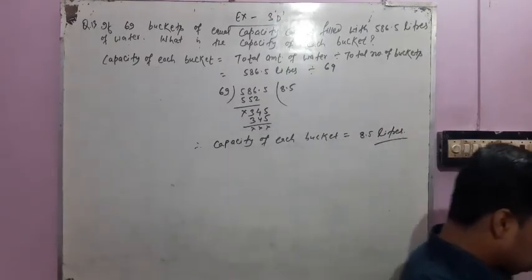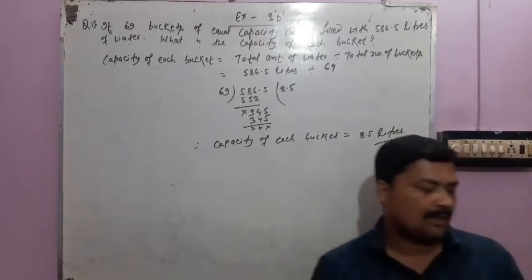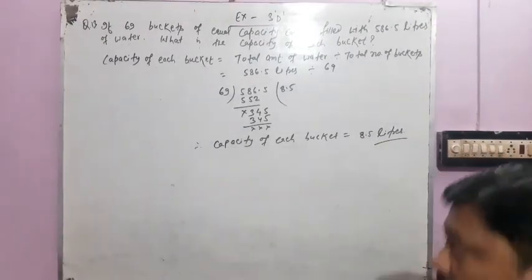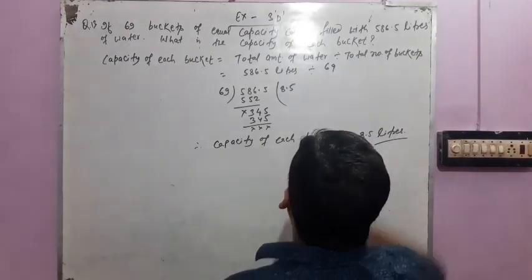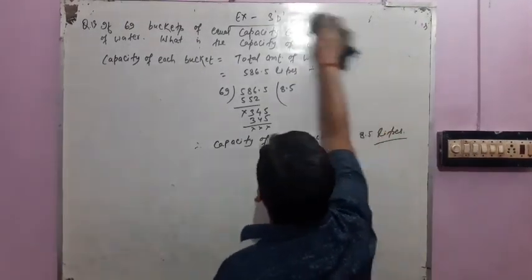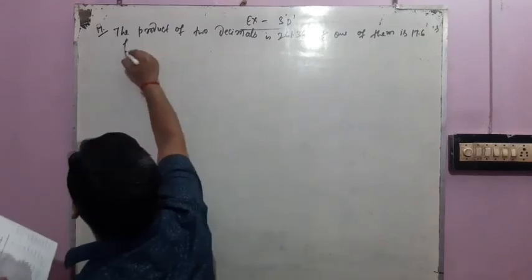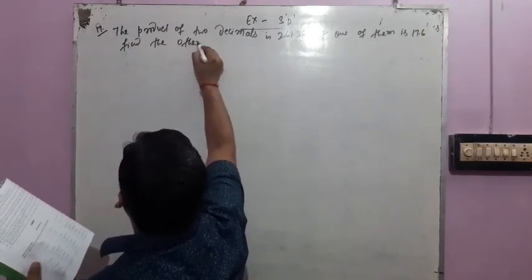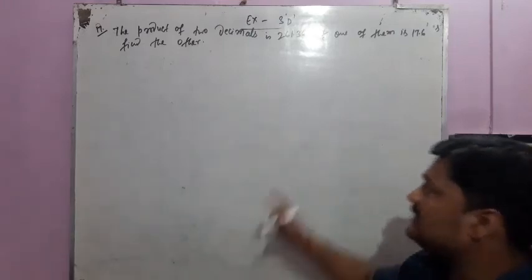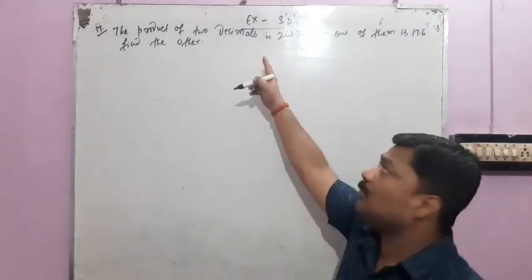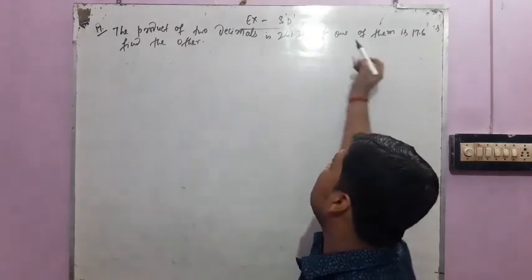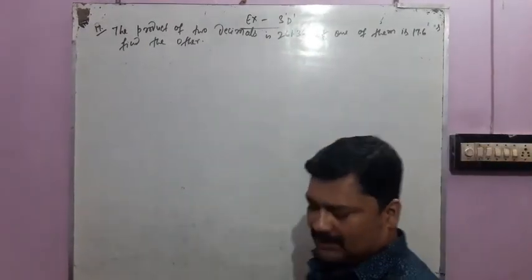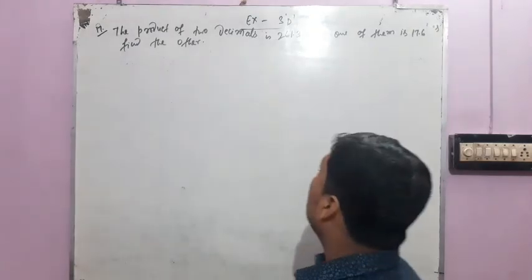Okay students, now move on to the next question, question number 17. But first we have to clean it. Now in question number 17, the product of two decimals is 261.36. If one of them is 17.6, find the other. This is the question here.